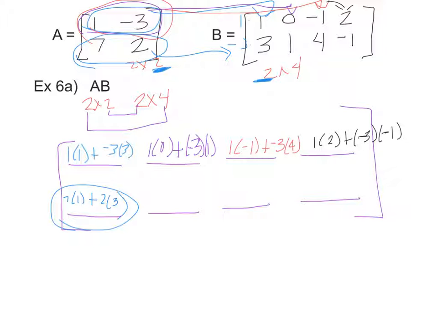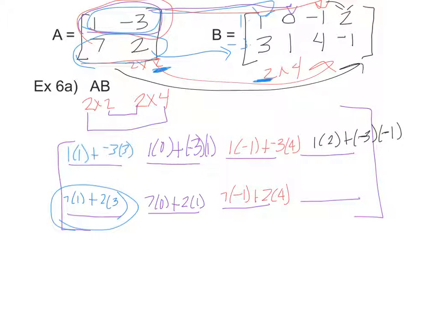So for this next one, I'm going to have 7 times 0 plus 2 times 1. My next one, I'm going to take 7 and 2 times this third column. I have 7 times negative 1 plus 2 times 4. And last but certainly not least, I'm going to take this 7 and 2 times the last column. 7 times 2 plus 2 times negative 1.